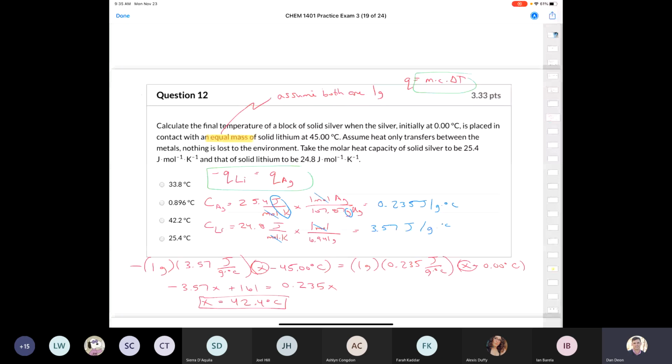And what was the hard part here was realizing that in order for me to apply this formula, I had to calculate the specific heat capacity, which is in joules per gram degrees Celsius, and they told us that we have equal masses, and so we could use the molar heat capacities to figure out the specific heat capacities in this problem. Okay, well, let's move on to the next one.